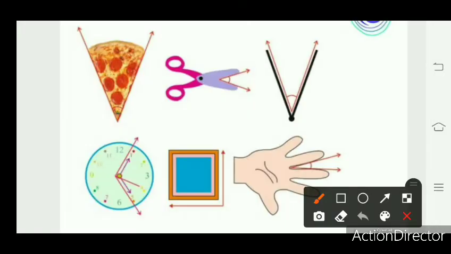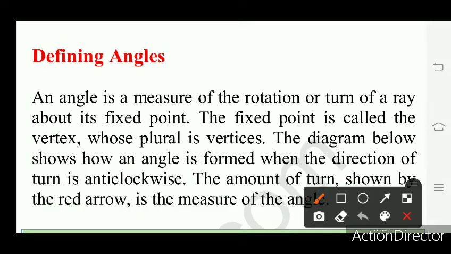Now students, first you will observe all these pictures here. This first one, second scissors, now this clock, this picture frame, this hand. Observe all these pictures very carefully. Now students, here first we'll discuss angles.